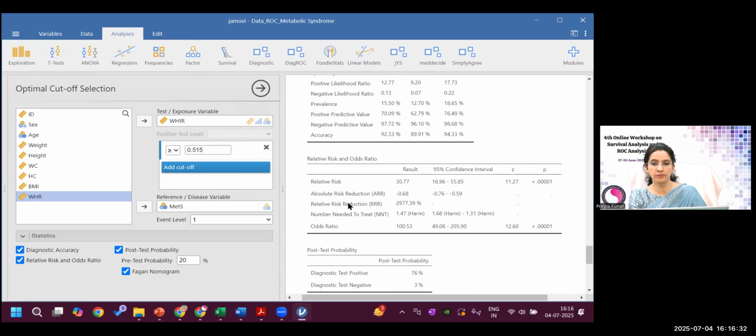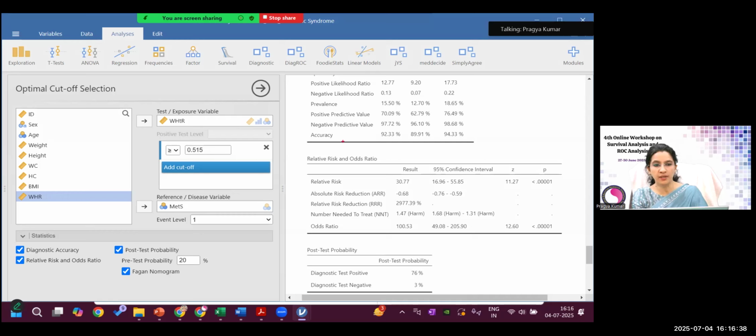So this gives you the relative risk. The relative risk is very high. The person who is having the cutoff of more than 0.515 waist height ratio, the risk is 30 times more in that person. Similarly, the odds ratio, if you see, is 100. It is so high. And absolute risk reduction, that means absolute risk increase, is 0.68, meaning 68%. The person having this waist height has a 68% risk, and the relative risk increase you can see is this many.